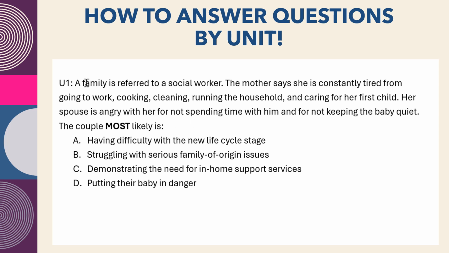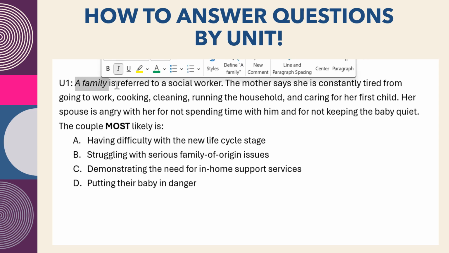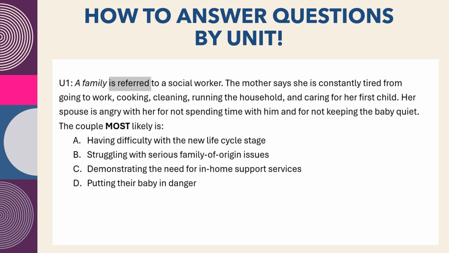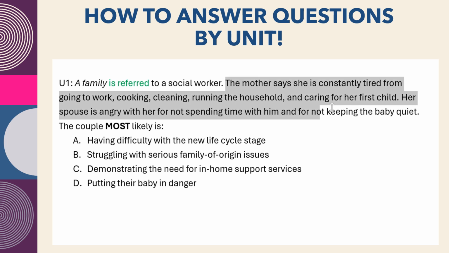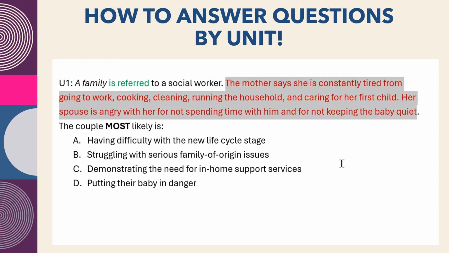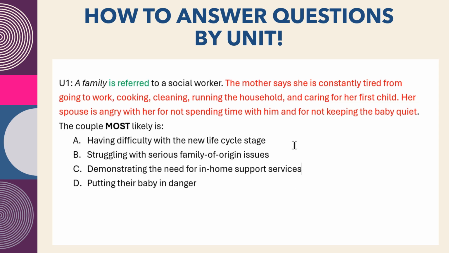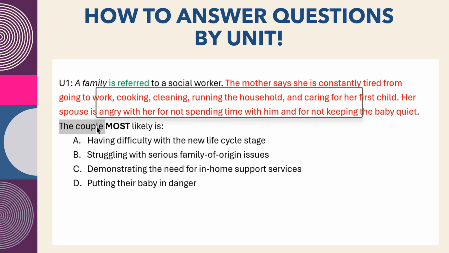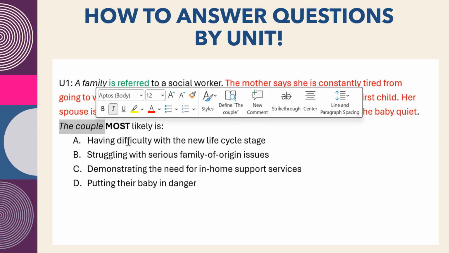Okay, so out the gate, we know that this is a family, so that is going to be our client. And it says is referred, so this is the beginning of the helping process with this family, because this is a referral. So we know what the mother says, and then it also tells us what the spouse says. So because this is a family, we want to prioritize what both of them say or how both of them feel. We don't want to pick one over the other. And so the question is also asking you about the couple. They're saying the couple most likely is.